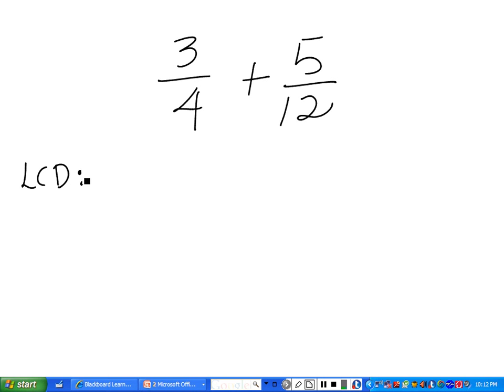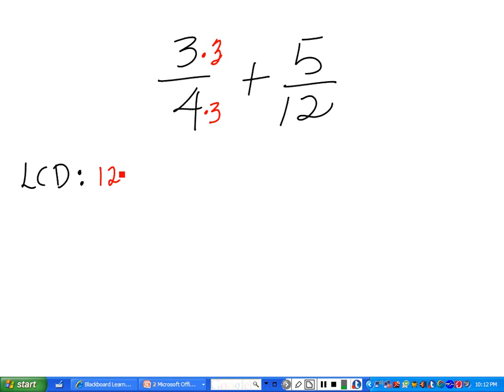So basically we want to find a number that both 4 and 12 can go into. So 12 cannot go into 4 because 4 is lower than 12. But I see that 4 can go into 12. So 12 is the least common denominator. So in order to get these denominators to be the same, I only need to multiply 4 times 3. And to do this legally, you must not only multiply the denominator times 3, but you have to multiply the numerator times 3 as well.